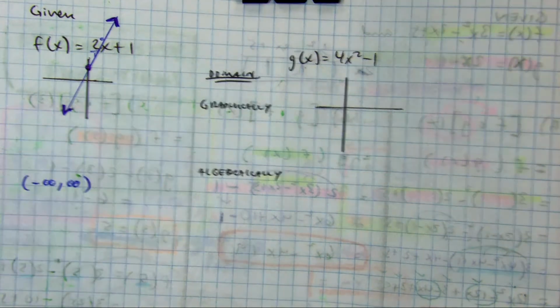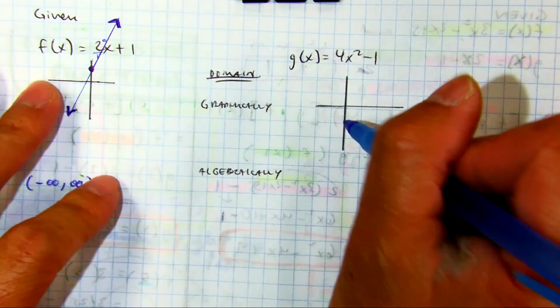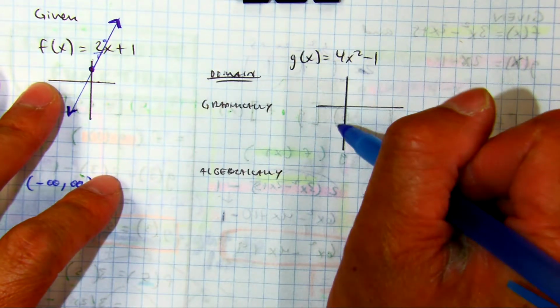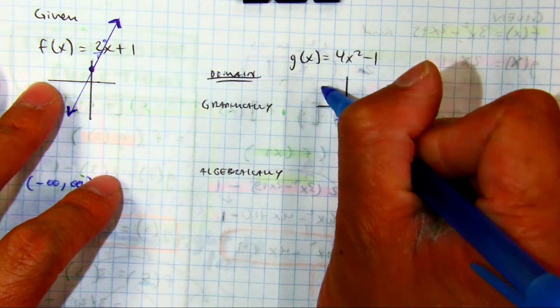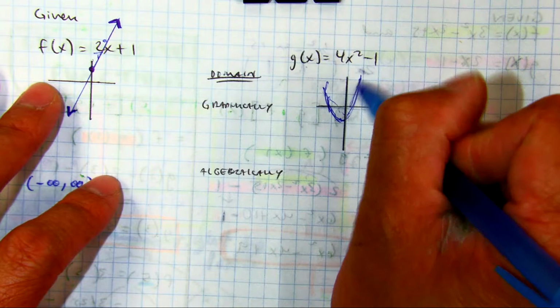G of x. What does it look like? Just tell me the basic graph. What does it look like? Yeah, it is a U. If you didn't know that, we'll learn about transformations. Shift it down. Skinnier.